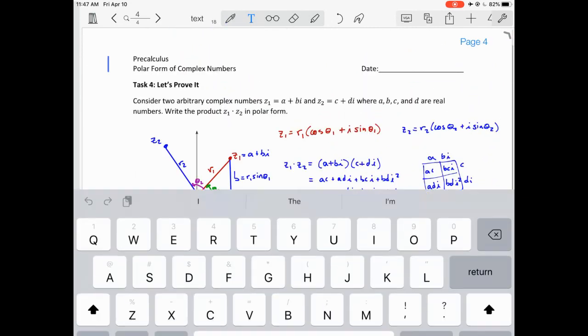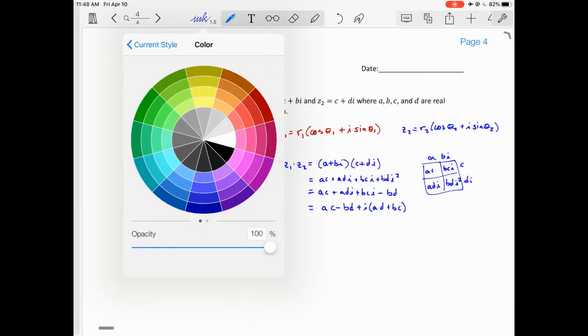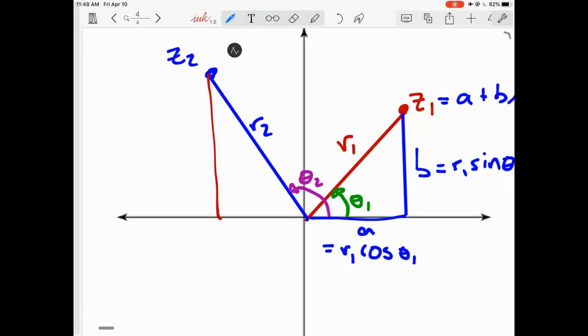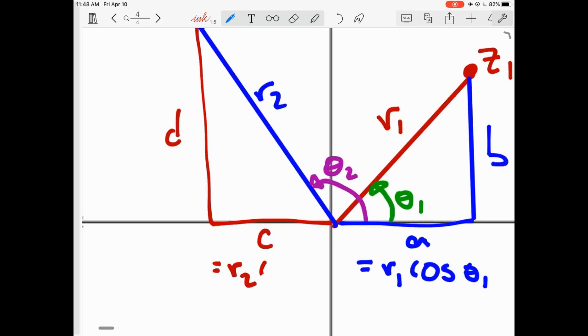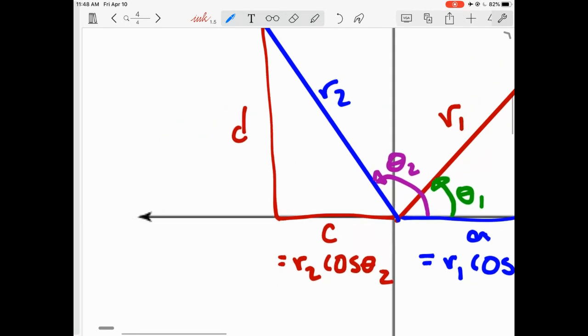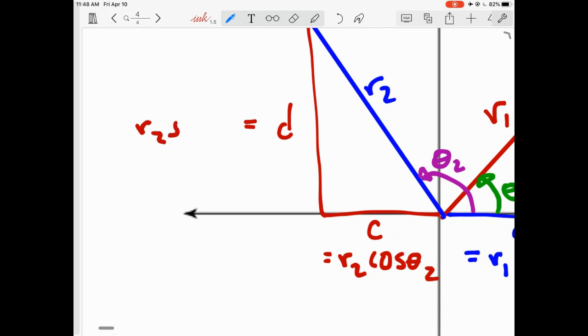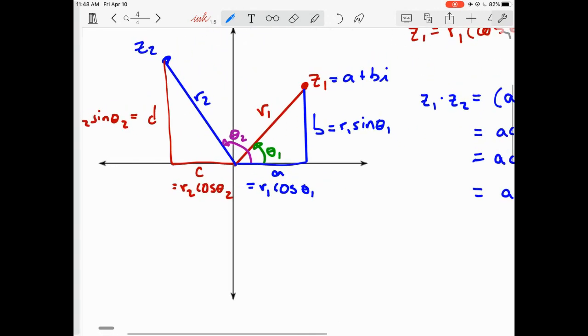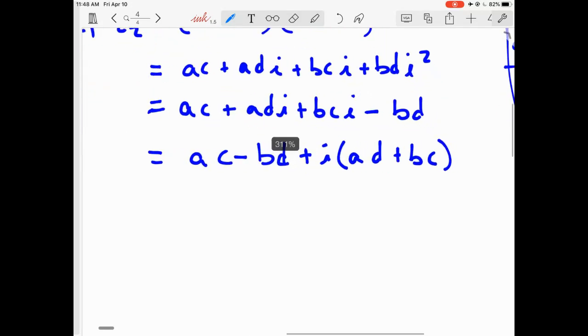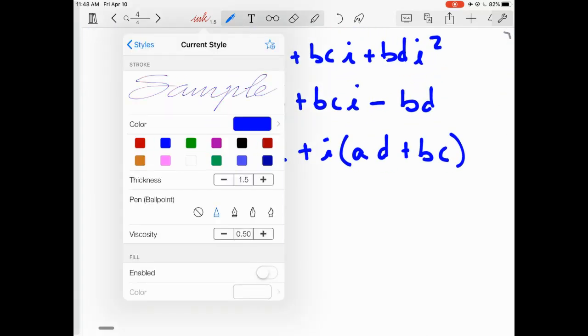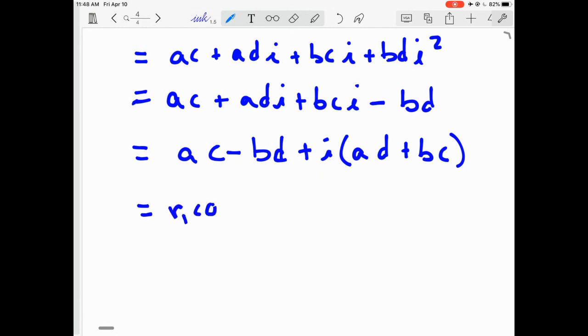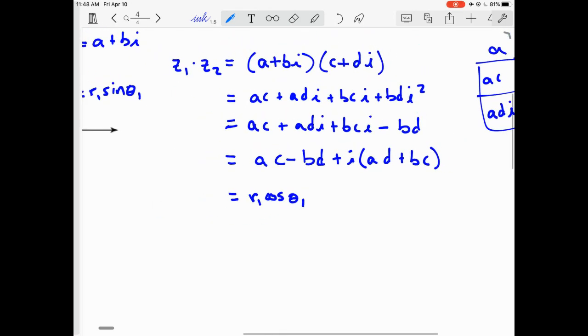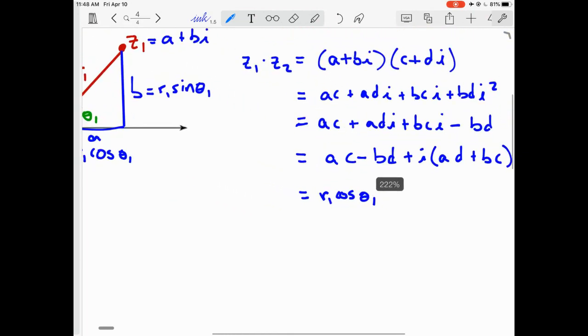Similar arguments up here. This is c, this is d. c would be r2 cosine theta 2, and d would be r2 sine theta 2. Well, let's just substitute all of those in for a, c, b, and d. So in place of a, we know that it's r1 cosine theta 1. And c is r2 cosine theta 2.